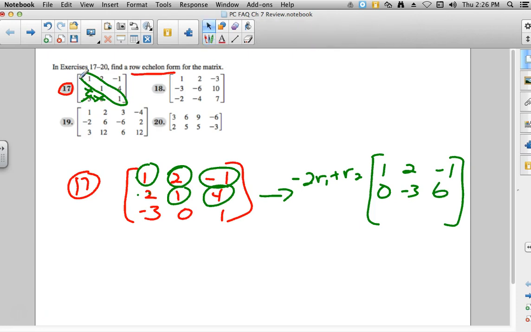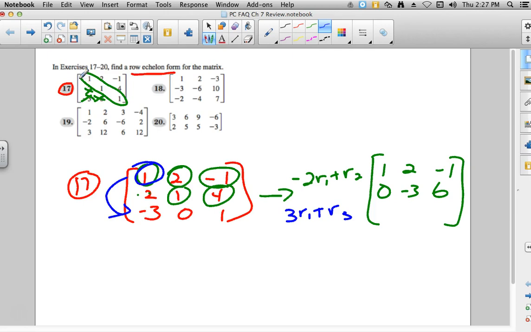While I'm at it, I might as well get to work on row 3 as well. In order to get rid of that -3 and to make it a 0, I'm going to have to take 3 times row 1 plus row 3. So back at it again with row 1. 1 times 3 is 3. 3 plus -3 is 0. That's exactly what I wanted to happen. 3 times 2 is 6. 6 plus 0 is 6. 3 times -1 is -3 plus 1 is -2. Now it's starting to look a little closer to what I need.